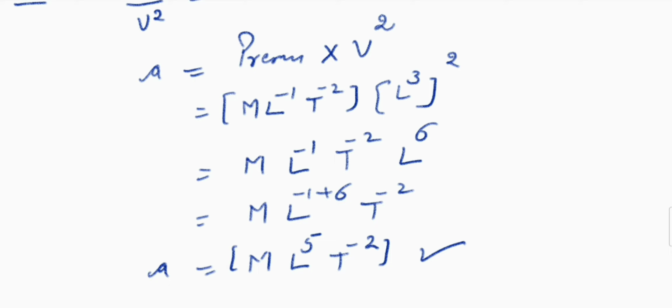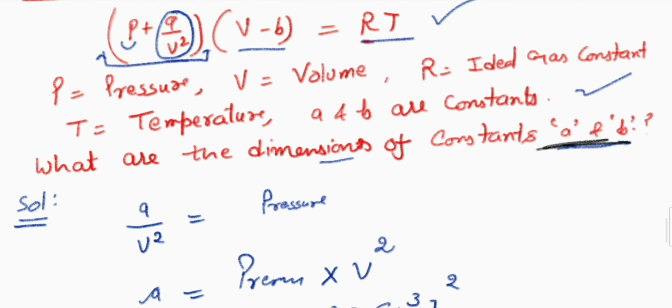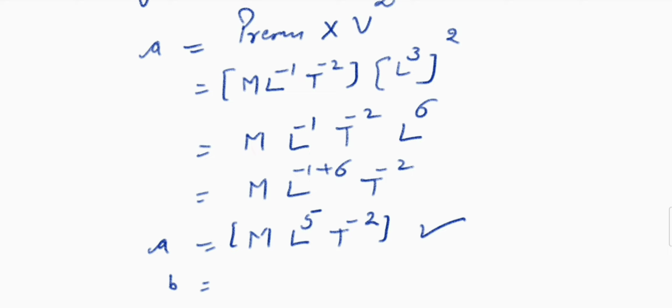Now let's see what the dimensions of B are. So here it is V minus B. So it means we can subtract. I have told you that we can subtract the same physical quantities. So this B will have the dimensions of volume, so it means we have the dimensions of L cubed. The dimensional formula for B is L cubed, or we can write this as M raised to power 0, L raised to power 3 and T raised to power 0.